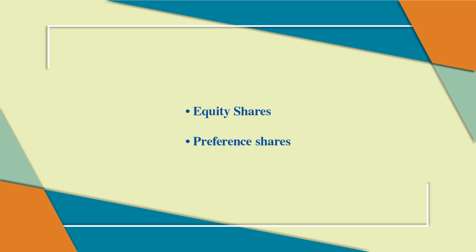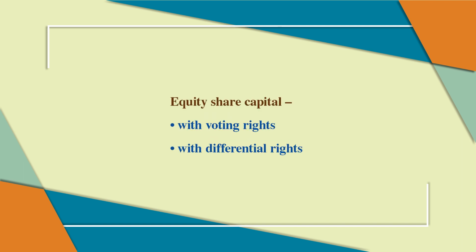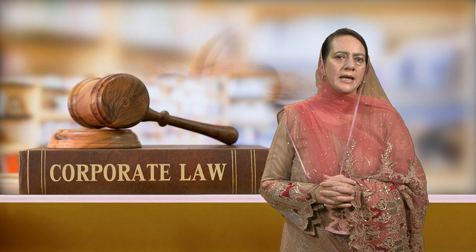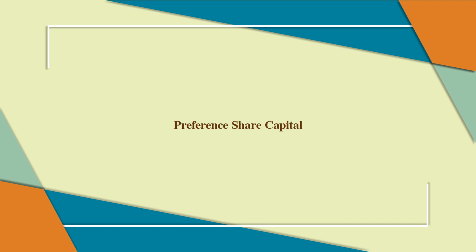Dear students, we now understand the types of shares. The categories into which shares are divided are equity shares and preference shares. Equity share capital can be issued with voting rights or with differential rights as to the dividend, voting or otherwise in accordance with such rules and subject to such conditions as may be prescribed.